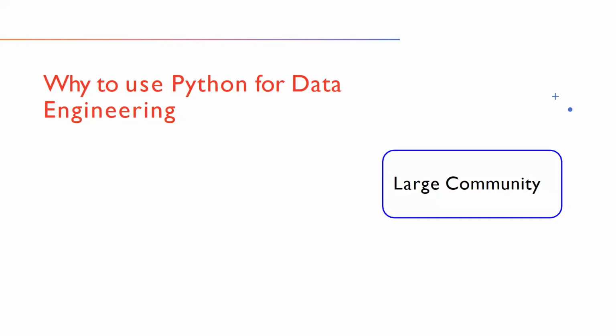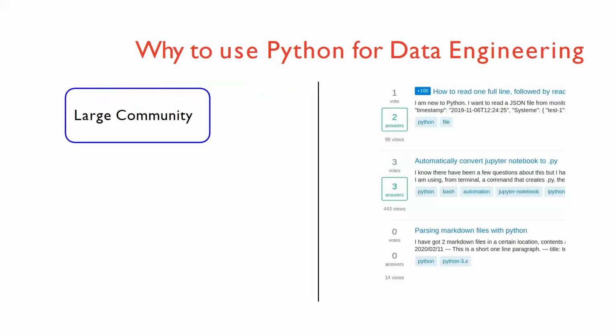For example, how to read one full line. If you just go and write something, you'll already get the answers. How to convert some file system in Python, you'll already get the answers. So the good thing about Python is, as I said, there is already code available. You just need to pick the right code and use it at the right place.